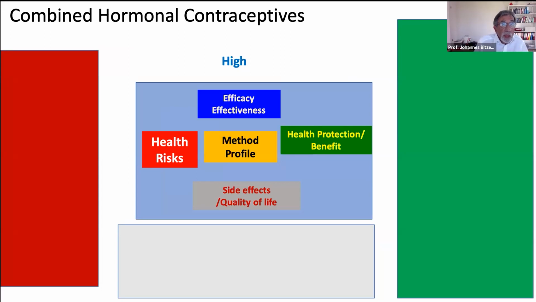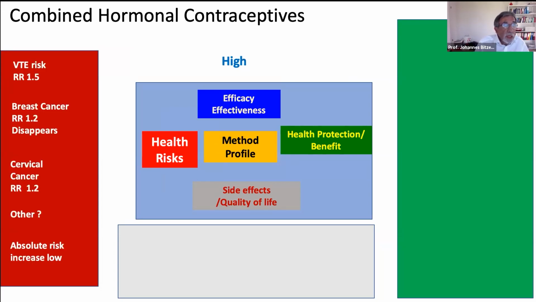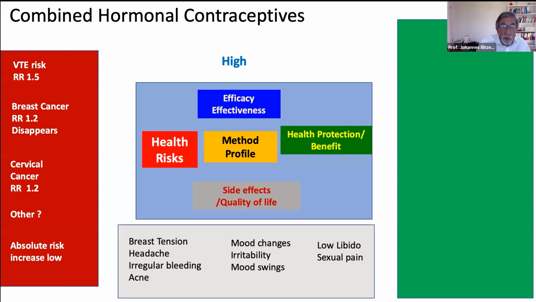And then finally, we have the combined hormonal contraceptives. Here we know a lot. I mean, millions of women have used it. We are quite sure what we have on the risk side. VTE risk, breast cancer, which disappears 5 years after stopping use. Cervical cancer 1.2. And we all know, we have discussed this frequently, that the absolute risk is low. And also, putting it in relation to pregnancy, it still has a favorable profile.